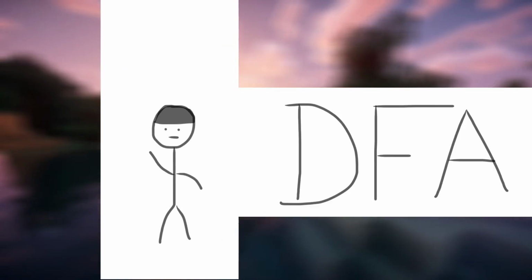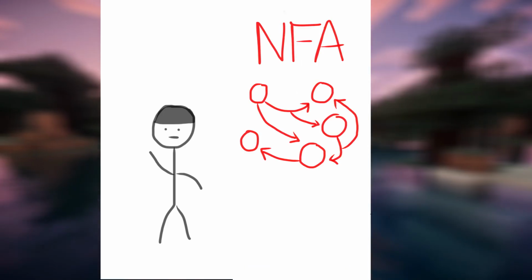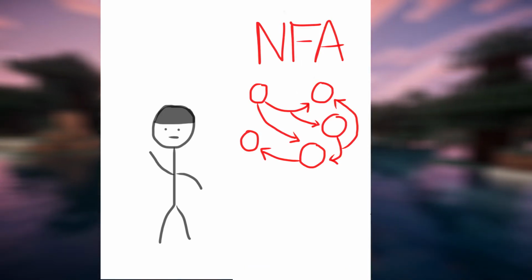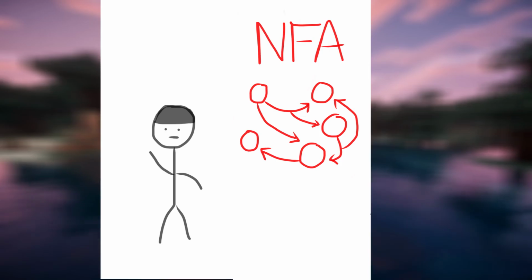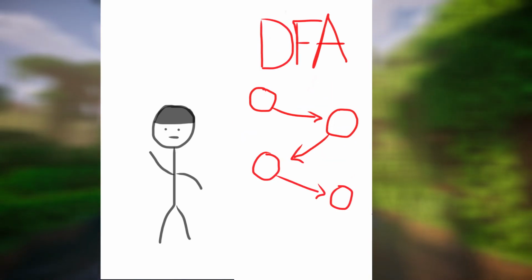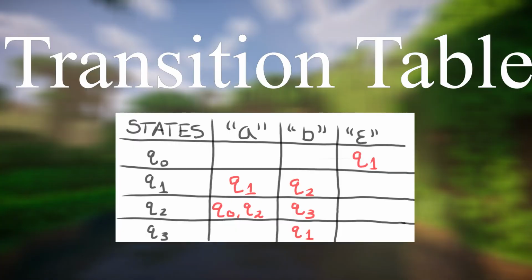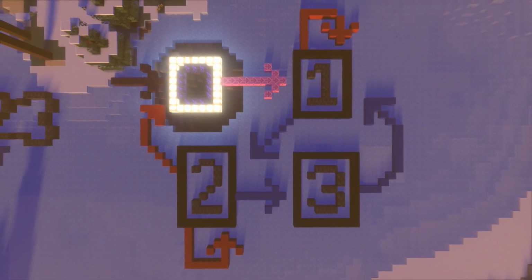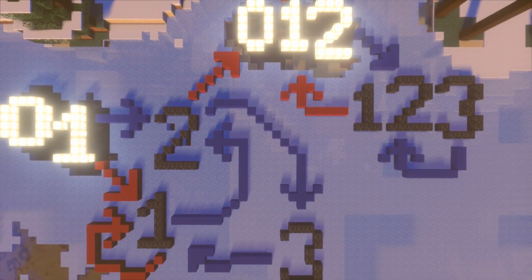Now let's go over what we learned today. A DFA is a deterministic finite automata, and an NFA is a non-deterministic finite automata. The main difference between them is that an NFA can have multiple possible paths at the same time due to epsilon transitions, while a DFA can only have one path, making it easier for machines to read. A transition table is a way for us to keep track of what transition function on what state leads to what state. And finally, we can use a transition table to help us convert an NFA into a DFA.